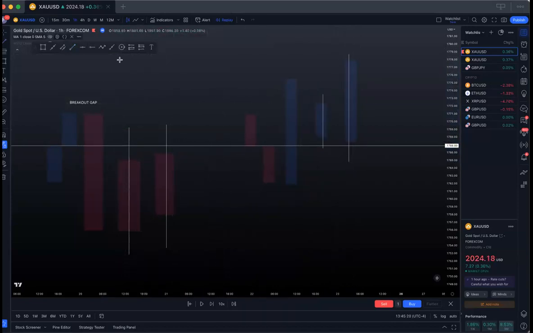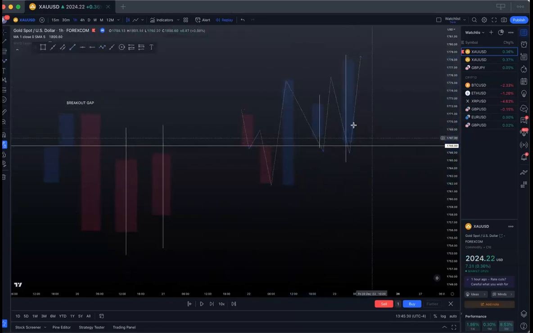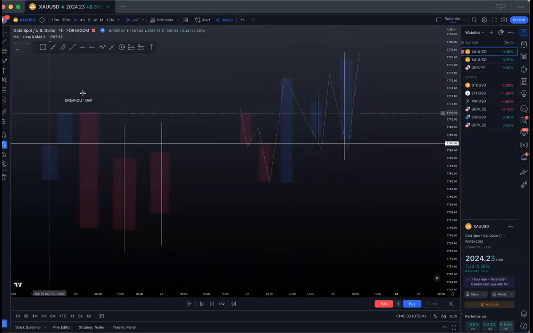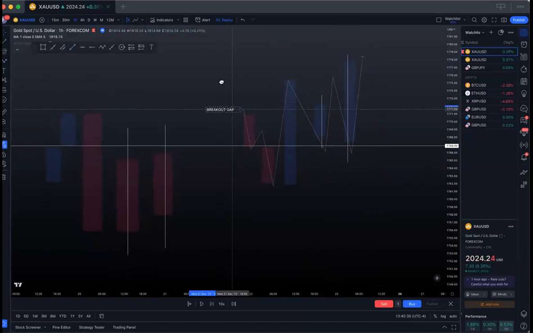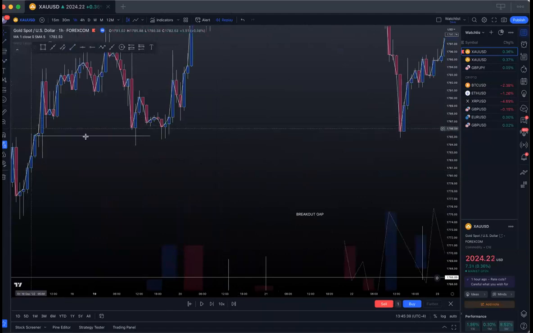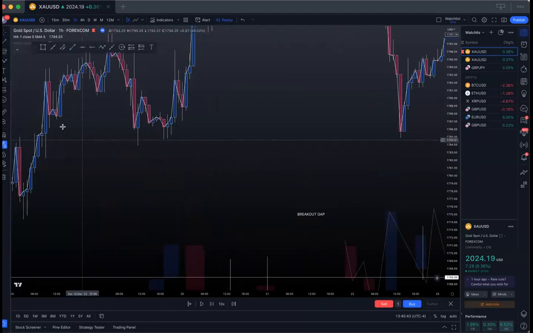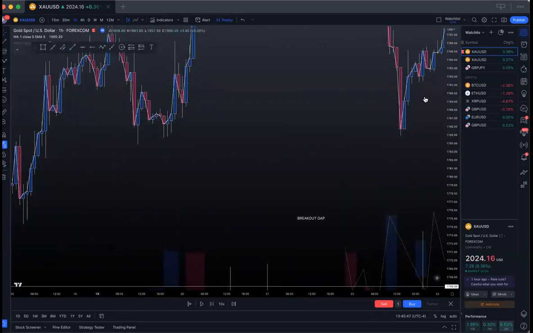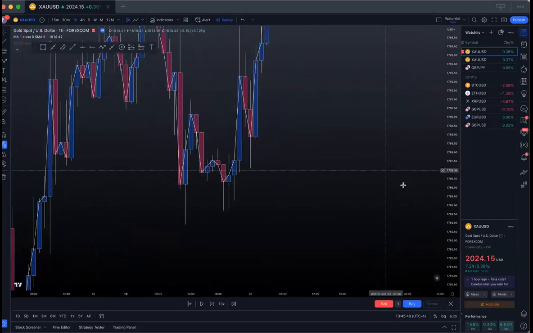And this is a bullish example. So you have open and close, breakout, test, test, entry comes to here. And this is called the breakout gap. I love breakout gaps. They're one of my favorites in this whole system. They're very powerful.